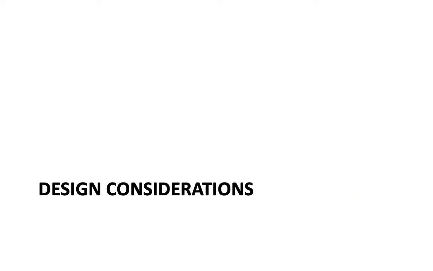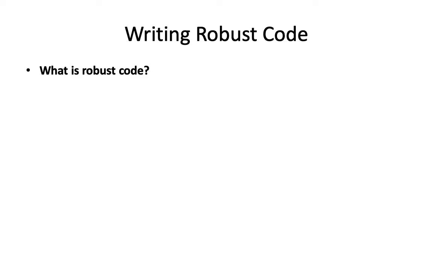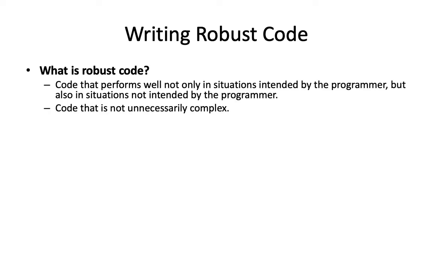Now, in addition to making your code more readable, there are some other things you can do to your code before you even write it sometimes that will help make your code even better. So one way that you can design your code better is to write robust code. Now what is robust code? Robust code is code that performs well not only in situations intended by the programmer, you or I, but also in situations that were not intended by the programmer.